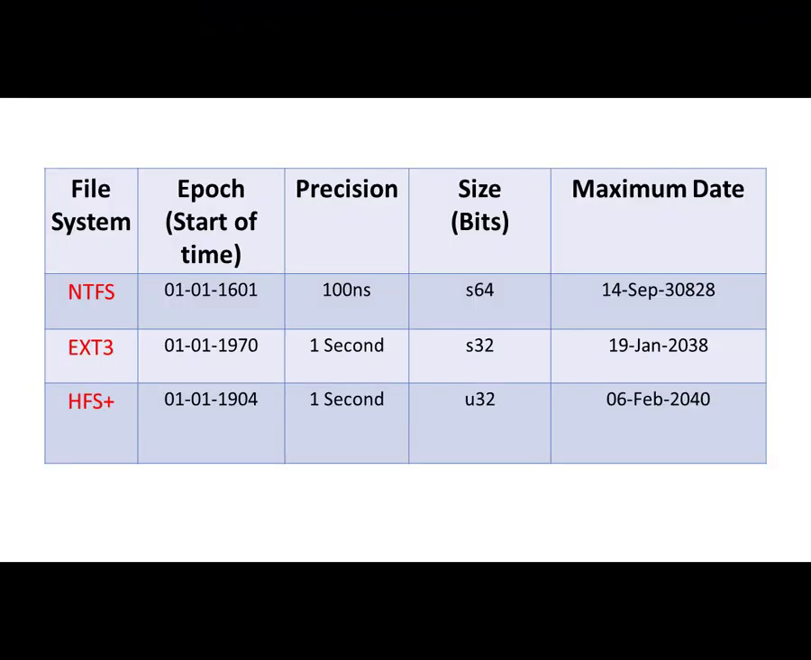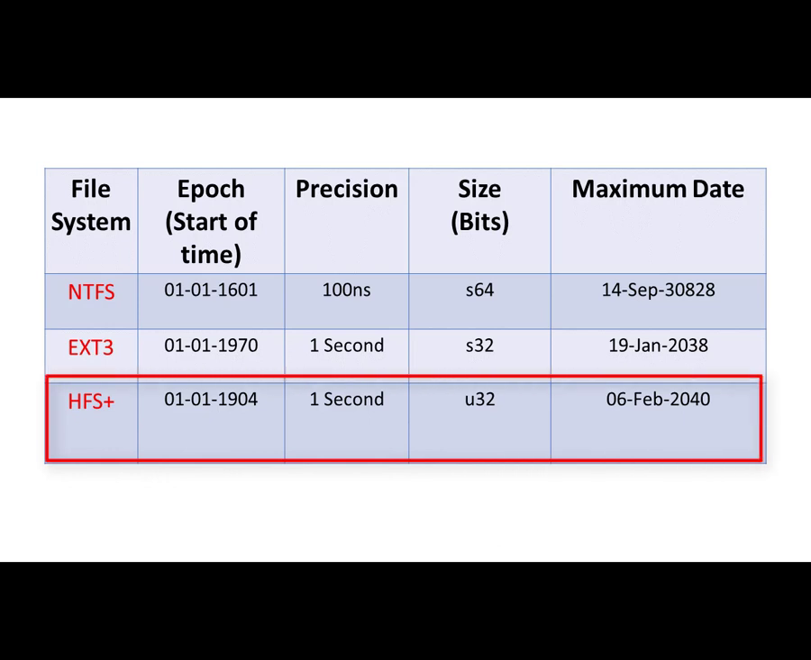The third example is HFS Plus, which was the de facto system for Mac OS. HFS Plus has an epoch of 1st January 1904, and it uses a 32-bit unsigned integer to store the time. So HFS Plus has an epoch that starts earlier than ext3, but it can go up to the 6th of February 2040 because it uses an unsigned integer. Basically, it can store larger numbers. APFS, which is a successor of HFS Plus, uses a signed 64-bit integer for timestamps, and it can go much longer.